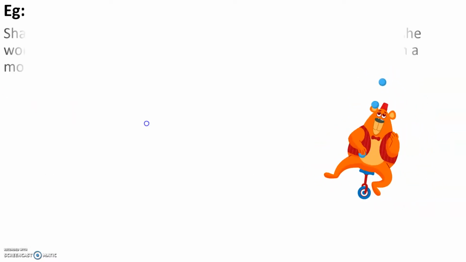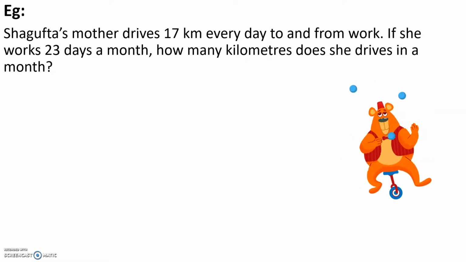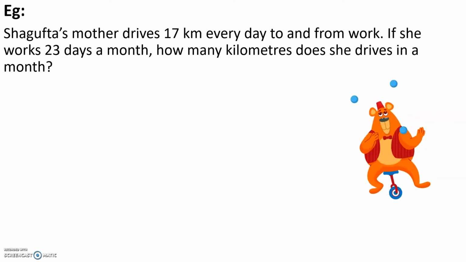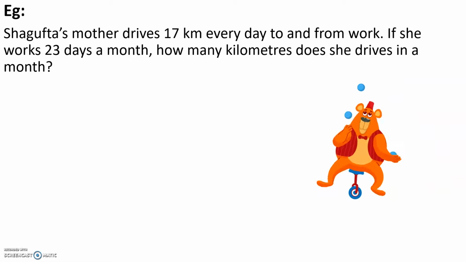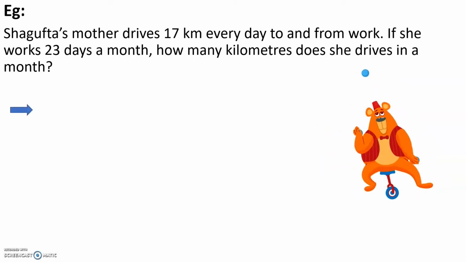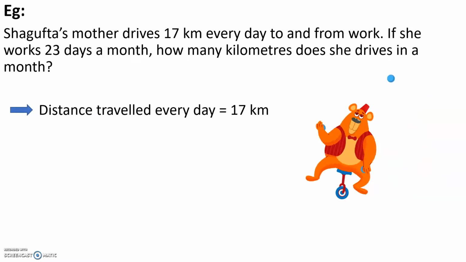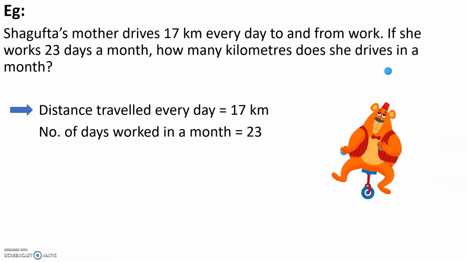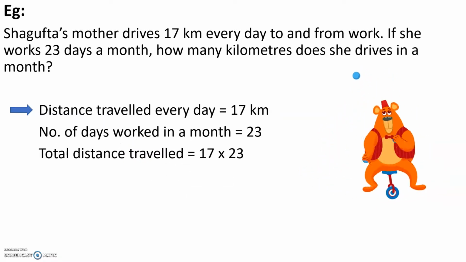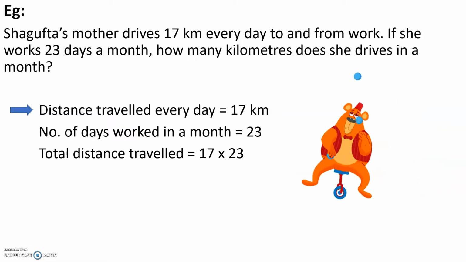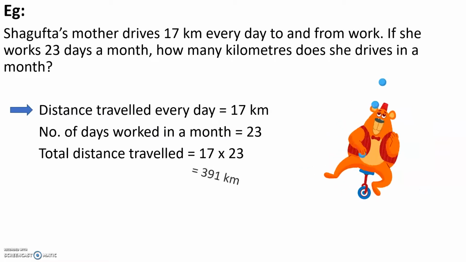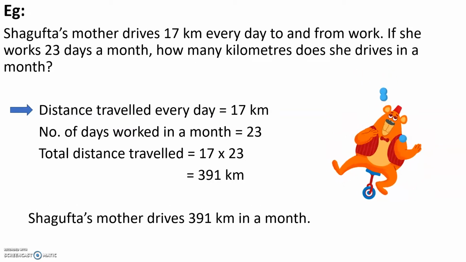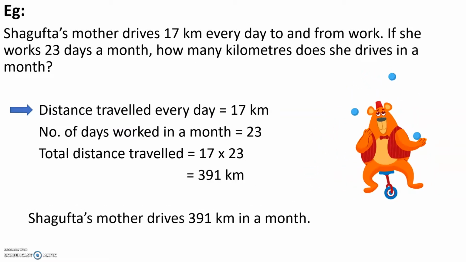Next example. Shagufta's mother drives 17 kilometers every day to and from work. If she works 23 days a month, how many kilometers does she drive in a month? Let's see the solution. Distance traveled every day, 17 kilometers. Number of days worked in a month, 23. So therefore, total distance traveled is equal to 17 into 23, which gives you 391 kilometers. So how many kilometers does her mother travel? Yes, she travels 391 kilometers in a month.